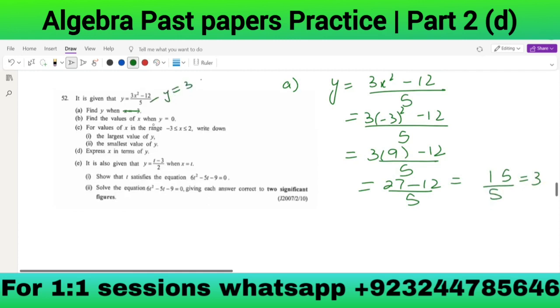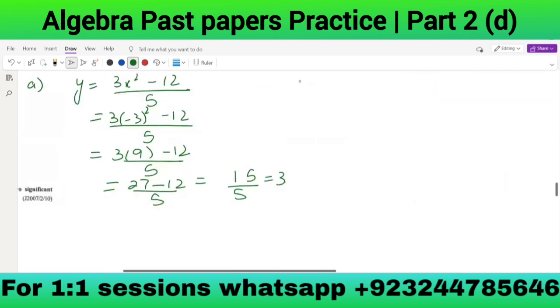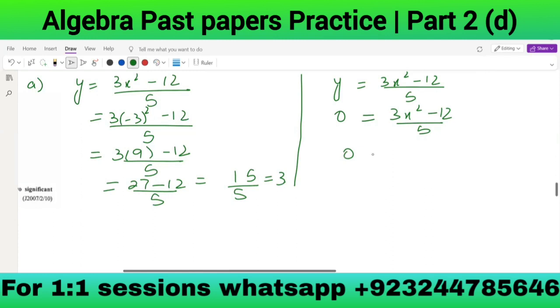Okay. Find the values of x when y is equal to 0. Okay, so now we need to solve the same question for x when y is equal to 0. y is equal to (3x square minus 12) by 5. 0 is equal to (3x square minus 12) by 5. So 0 times 5 is 0. So 0 is equal to 3x square minus 12. 12 is equal to 3x square. 4 is equal to x square. Square root on both sides, x is equal to plus minus 2.